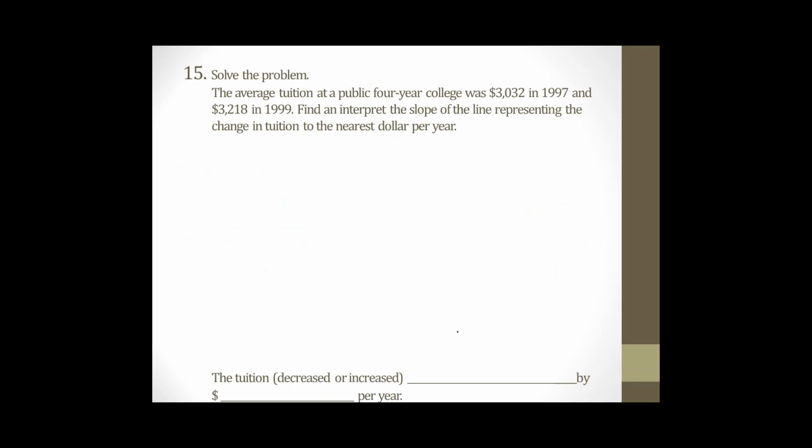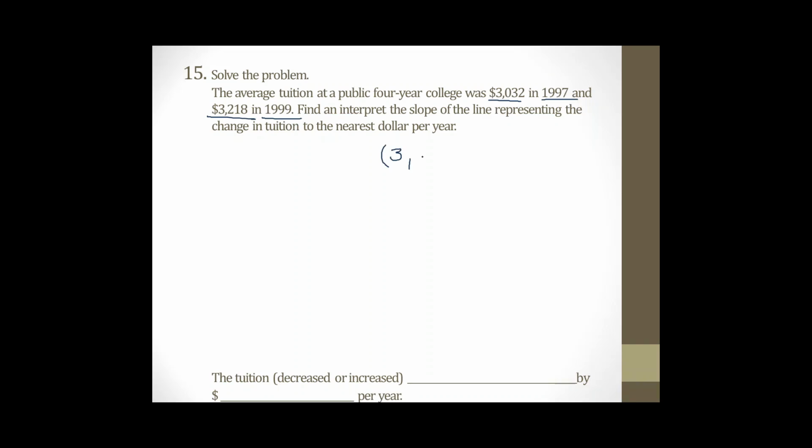Question 15. Solve the problem. The average tuition at a public four-year college was $3,032 in 1997 and $3,218 in 1999. Find and interpret the slope of the line representing the change in tuition to the nearest dollar per year. So I got two values here: the amount of tuition and the year, and another amount of tuition at a different year. Basically, I have two different values at two different times, so I can use these as points.